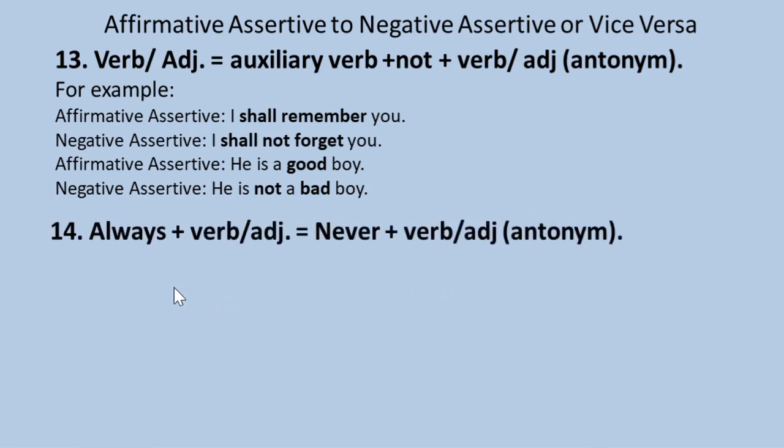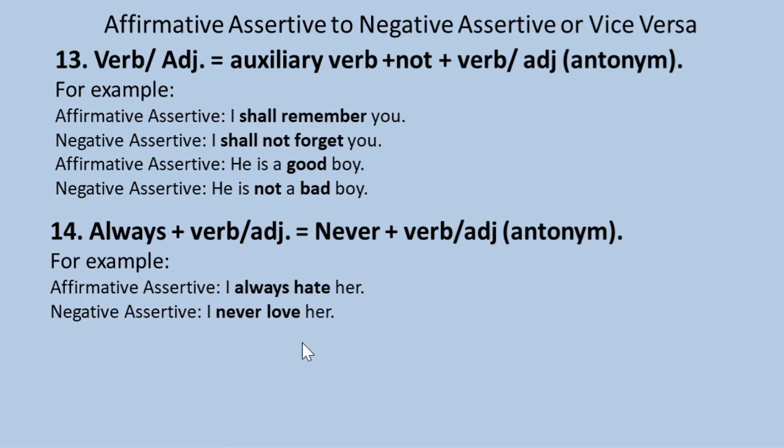Number 14, always verb or adjective. So always equals never, then we have to use the antonym of the verb or adjective. So look at the sentence. For example, affirmative assertive, I always hate her. Negative assertive, I never love her. So always is replaced with never and hate is replaced with love. The antonym of hate is love.